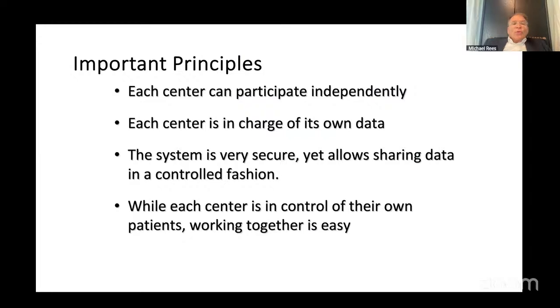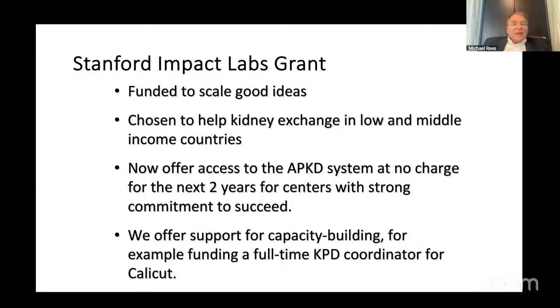So I want to close with a few important principles. Every transplant center can participate independently. You can put your pairs in, and you are in charge of your own data. The system is very secure, yet it allows you to share your data with others in a very controlled fashion, where you show them the things from your center that they need to see, but they can't see everything in your center. And while each center is in control of their own patients, it makes it easy for different centers to work together.